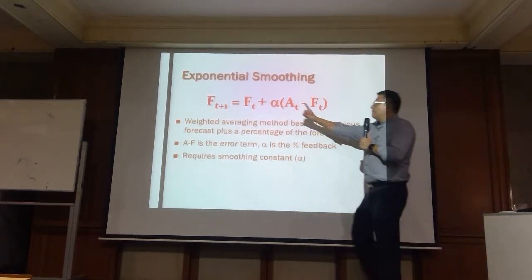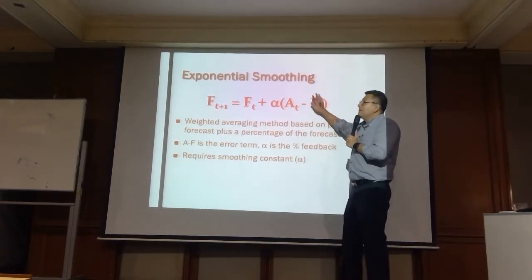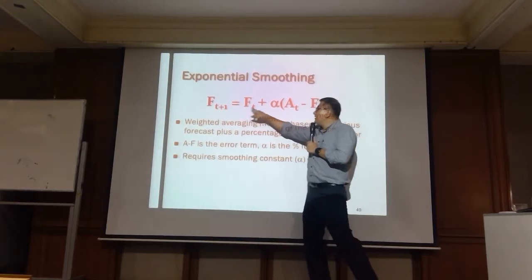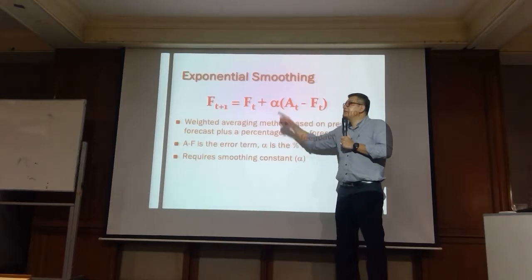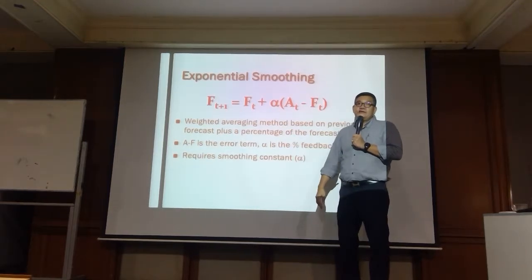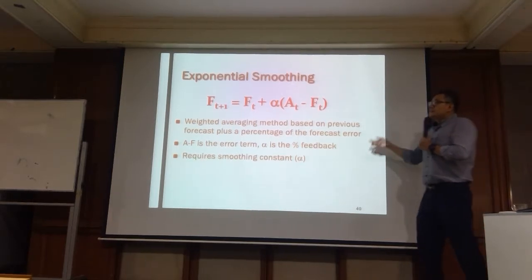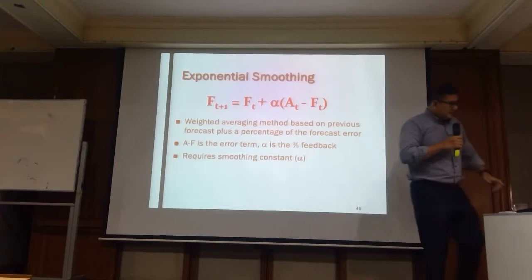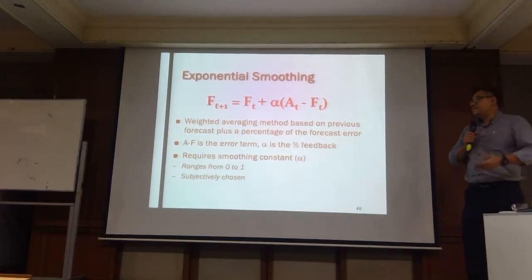If alpha equals 1, you have F_t plus alpha times (A_t minus F_t), right? This one disappears. So you have F_t+1 equal to A_t. If alpha equals 1, this is a naive method. So normally we're going to have a subjective value for alpha, in the range of 0 to 1. So it can be 0.4, 0.7. This depends on the user.